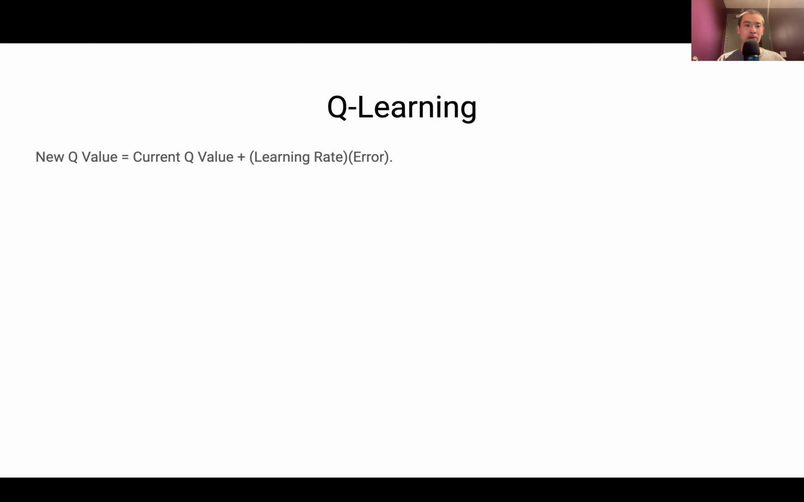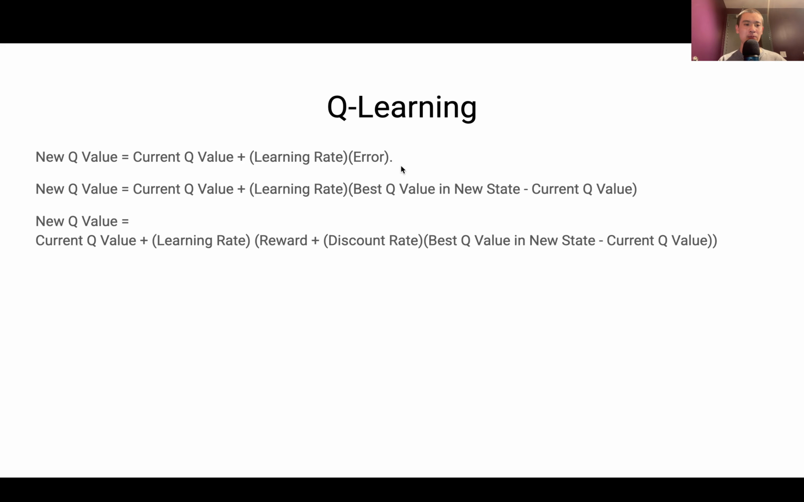So here's an equation that should be easy to remember and hopefully not too hard to understand. New Q value equals current Q value plus the learning rate times the error. Although if we had to expand the equation out a bit, it's going to look like this. New Q value equals current Q value plus the learning rate times the reward plus the discount rate times the best Q value in new state minus the current Q value.